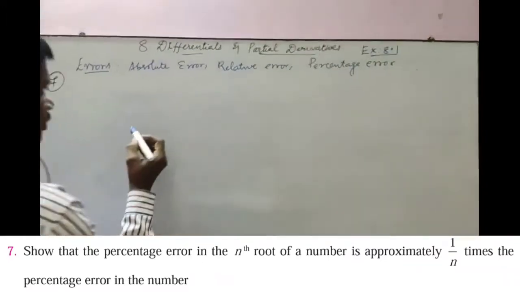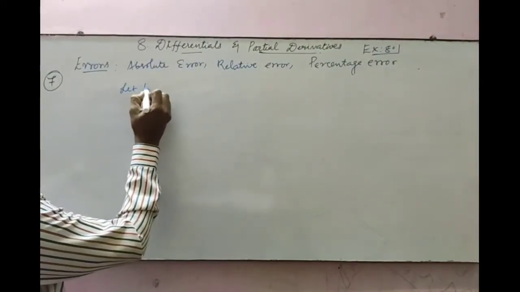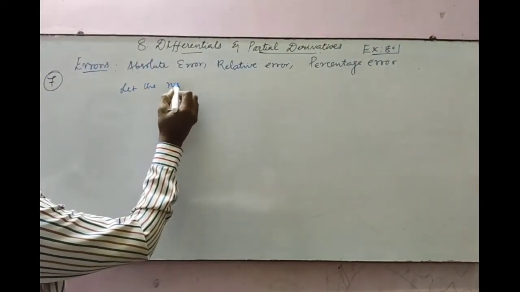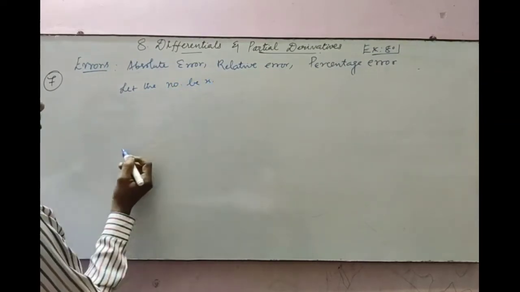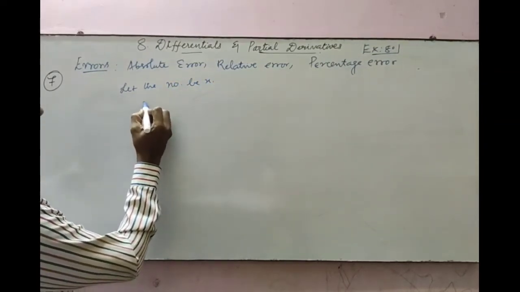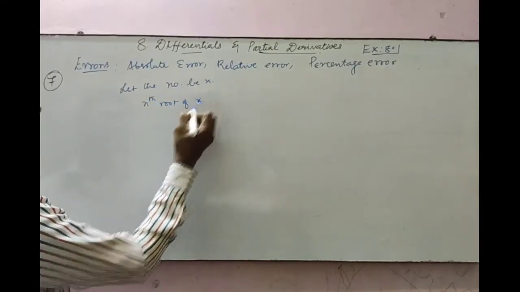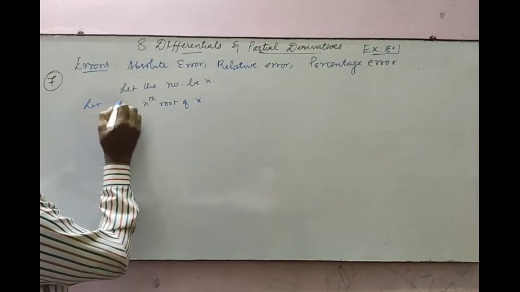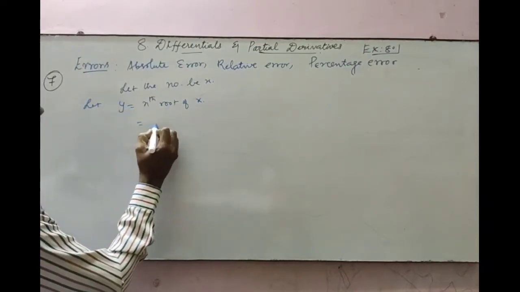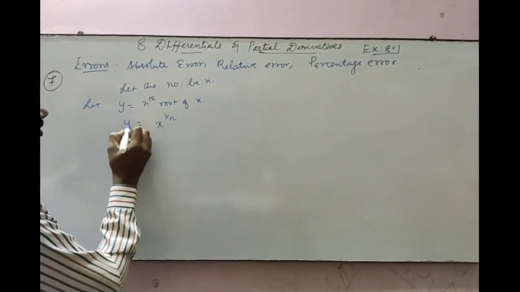Nth root of a number. Let us assume that number as x. Let the number be x. Then how will you write the nth root of a number? Nth root of x. Let y is equal to nth root of x. How will you write this? x power 1 by n.